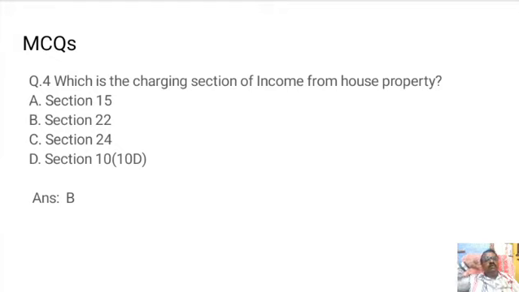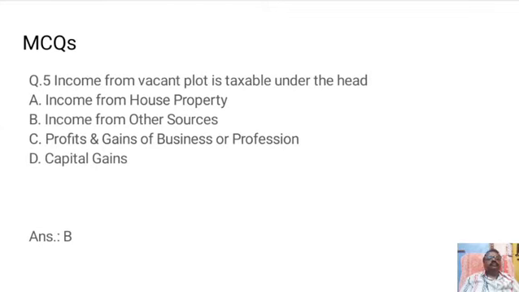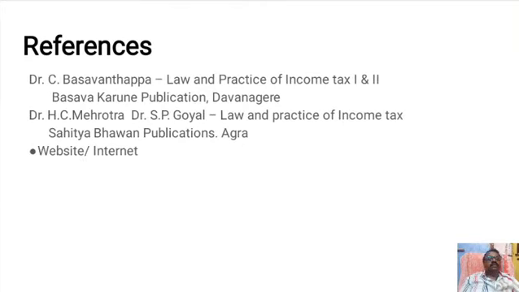Which is the charging section of the income from house property, section 22? Lastly, the income from vacant plot is taxable under the head dash. The answer is B, income from other sources.